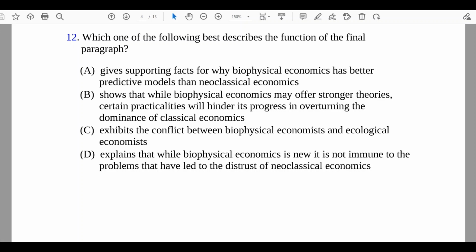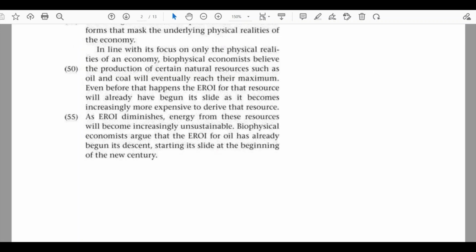This is a main idea question. The question asks that you identify the answer that best describes the function of the final paragraph within the passage. Actually, the final paragraph is essentially saying that biophysical economics is not immune to the problems that other economic schools experience. So the paragraph is attempting to equalize things a bit between the new type of economics and the old.